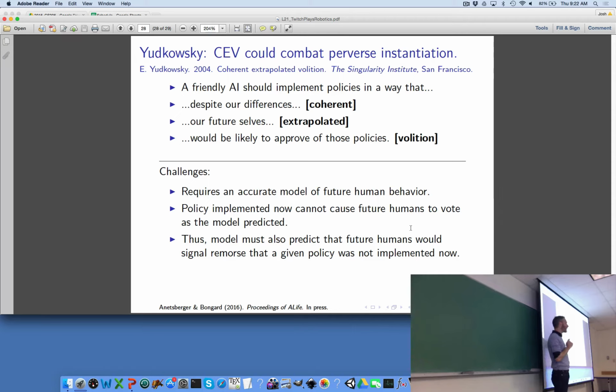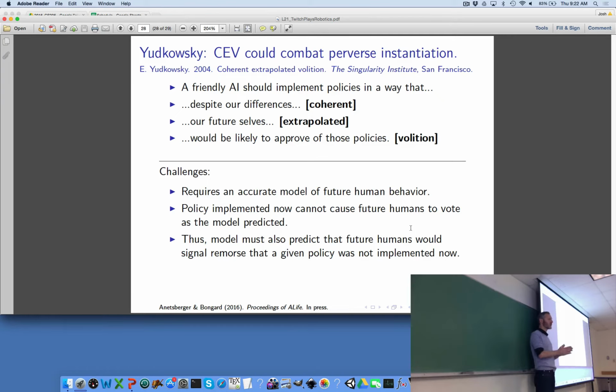What you would like the machine to do is to be able to think up a policy and know that that policy would be a bad idea. So the machine should say, I know that if I do not implement policy B, future humans will thank me for not implementing policy B. If it can make accurate predictions along those lines, along with other ones that say, I'm pretty sure that future humans will reward me for implementing policy A, then we're in good shape. Right? We're getting closer to a friendly AI. Okay. Right, would signal remorse that a given policy was not implemented now.